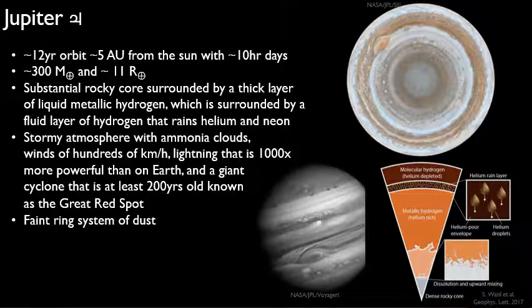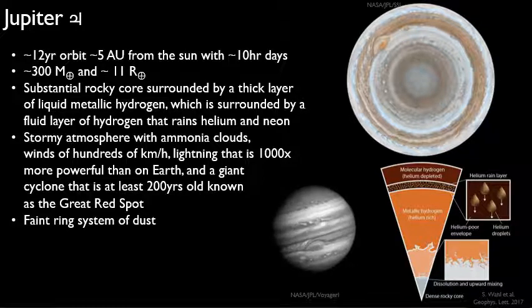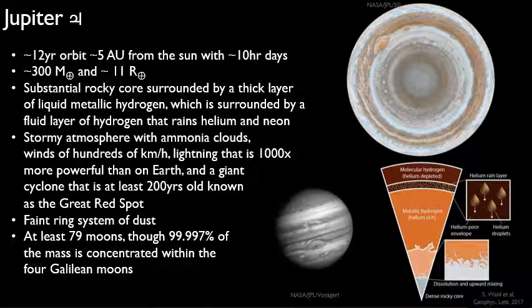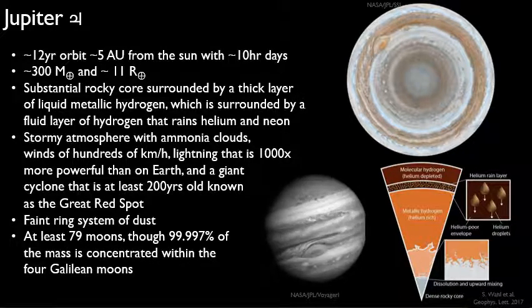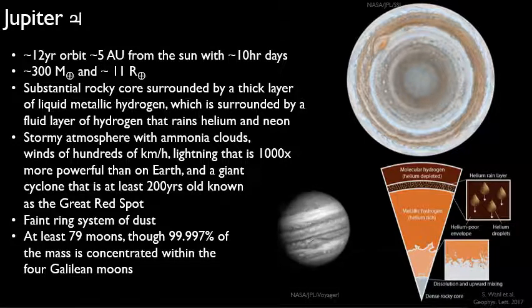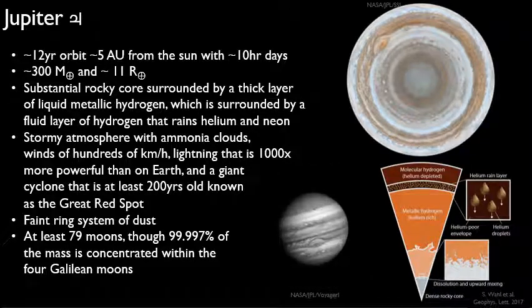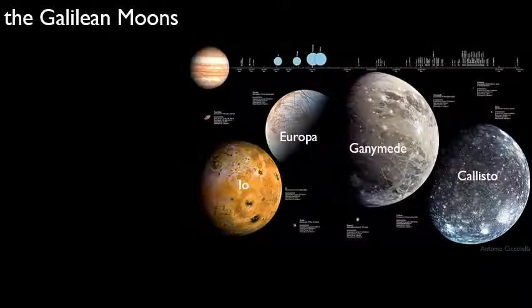There is also a faint ring system of dust. It's not particularly prominent. It's relatively simple, but it is there. And Jupiter has a ton of moons, at least 79 of them, but pretty much all of the mass is concentrated within 4 moons that we call the Galilean moons. The Galilean moons are Io, Europa, Ganymede, and Callisto. Historically, they're extremely important because they're the first objects that were ever observed to be orbiting something other than the sun. And that was obviously a big development for the history of astronomy.